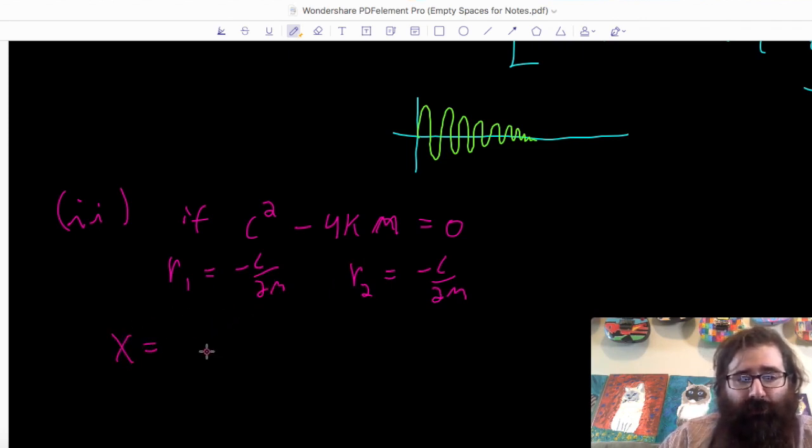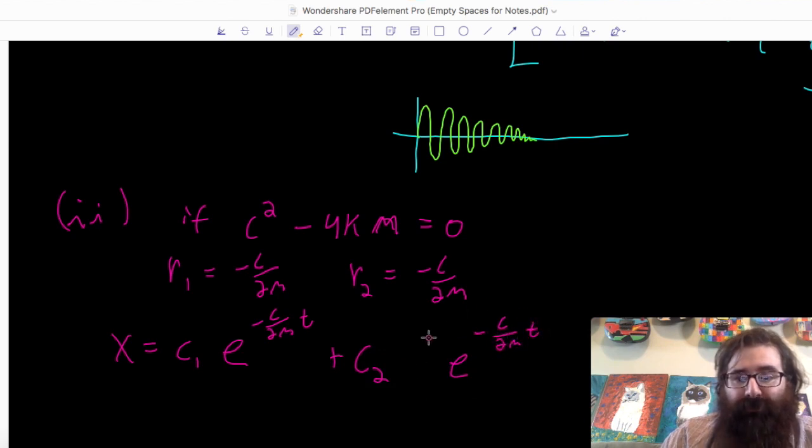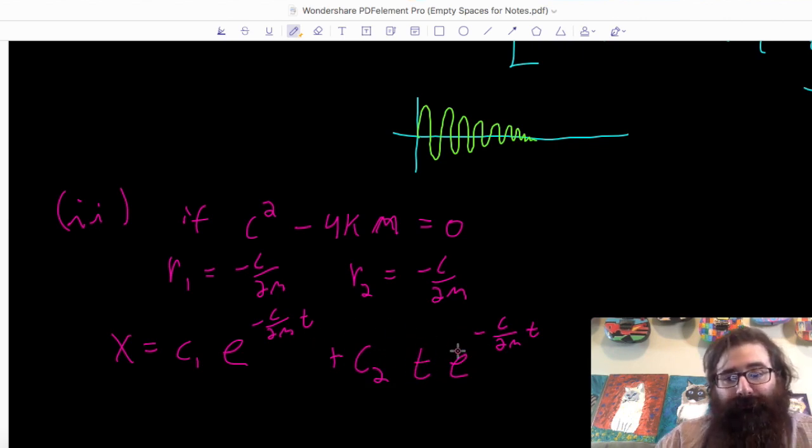We would say x is equal to some coefficient c sub 1 times e to the power of negative c over 2m t, plus some constant c sub 2 times e to the power of negative c over 2m times t. But this is not linearly independent. These are linearly dependent. So here I have to multiply by a t.